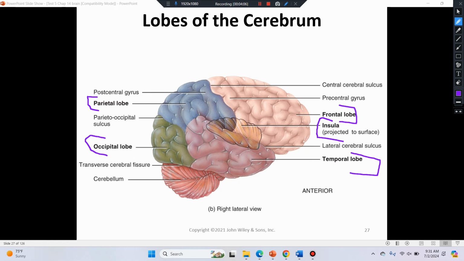And you're like, I remember a sphenoid bone, an ethmoid bone. Don't remember an insular bone. You're absolutely right. The insula is a lobe that's actually deep to these other lobes. That's why in the picture in parentheses they're saying projected to the surface.